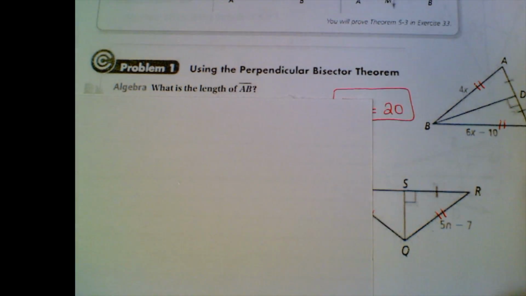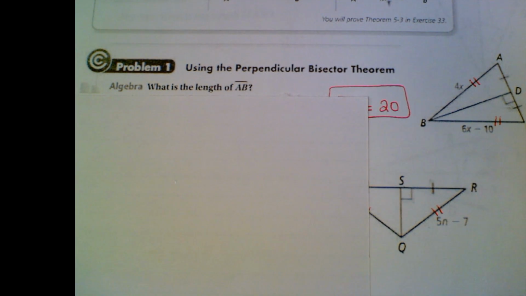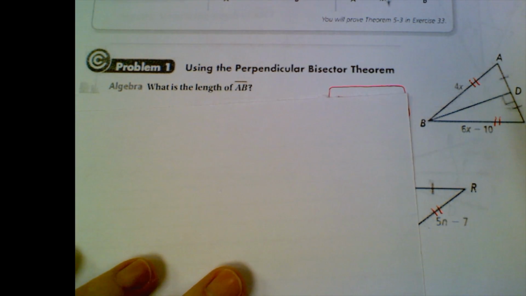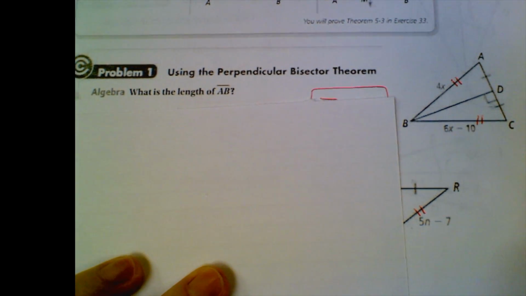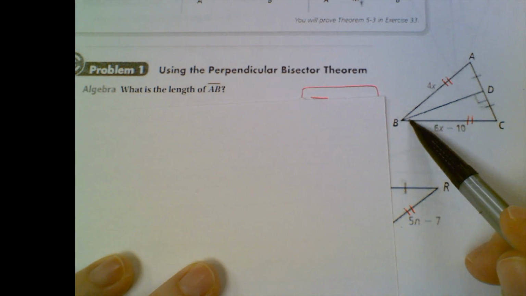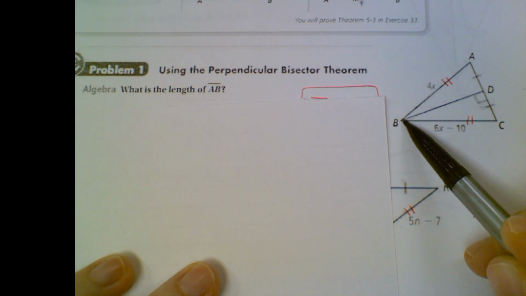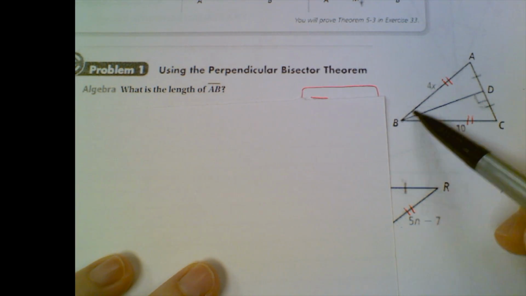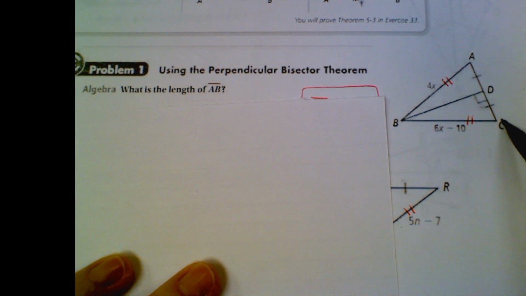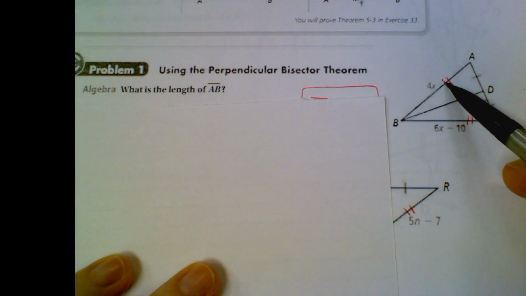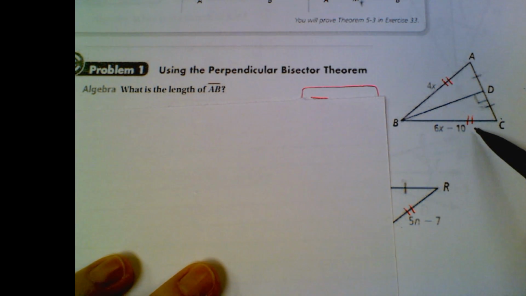Example 1 says, what's the length of AB? Well, I know that this is a perpendicular bisector since I have a right angle and I have two congruent pieces. B is on that perpendicular bisector, so it's going to be equidistant to these endpoints. Therefore, this line segment is congruent to this line segment.